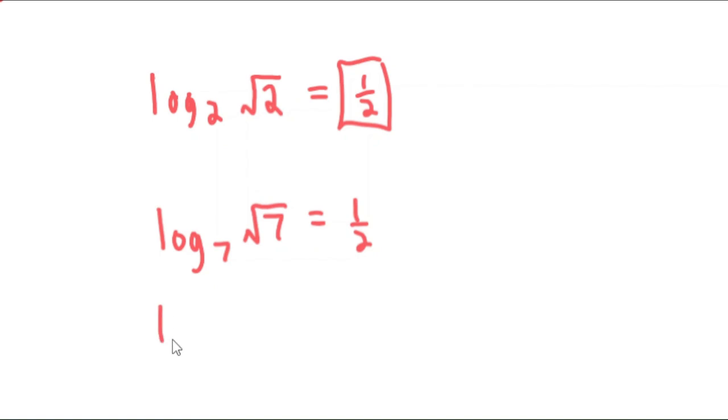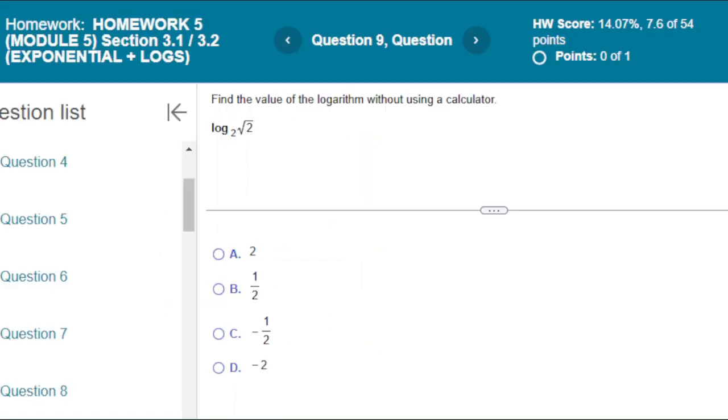Now, what if it were like log base 19 of the cube root of 19? Well, wouldn't this be 1/3, right? 19 to the 1/3 power, that's the cube root of 19. So the fact that we have a square root of that number gives us the 1 half. If it were a cube root like this, we would get 1/3. So this is a half.